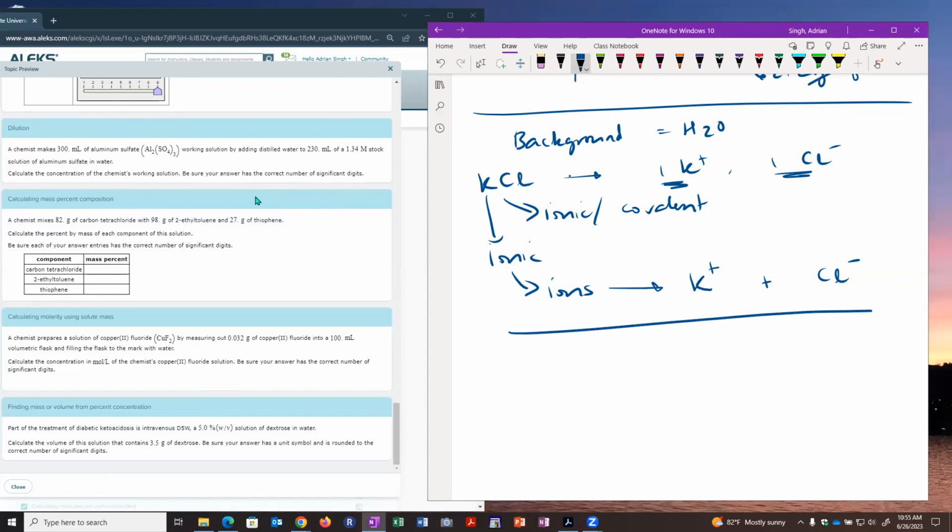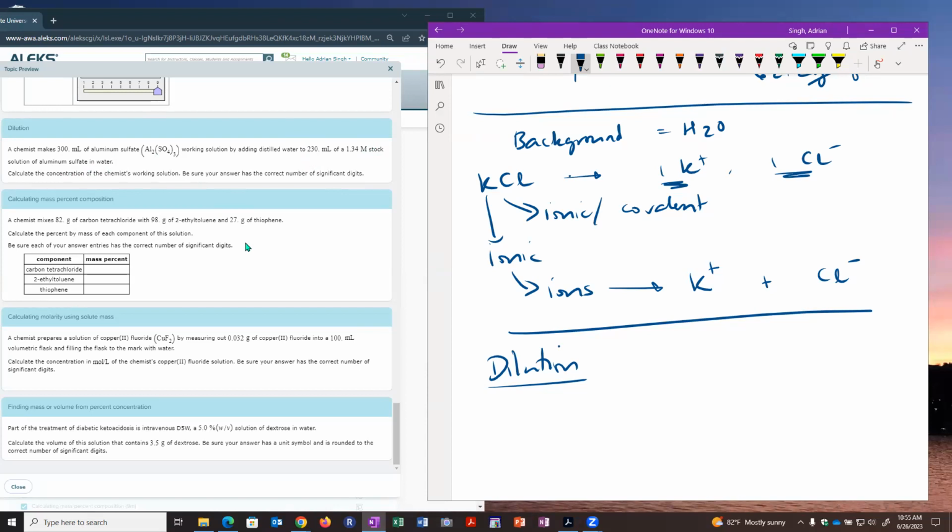All right, so let's take a look at the couple other calculations. So the dilution. So next one. And it says a chemist makes 300 mils of aluminum sulfate working solution by adding distilled water to 230 mils of a 1.34 molar stock solution of ammonium sulfate in water. Now get the concentration of the working solution.